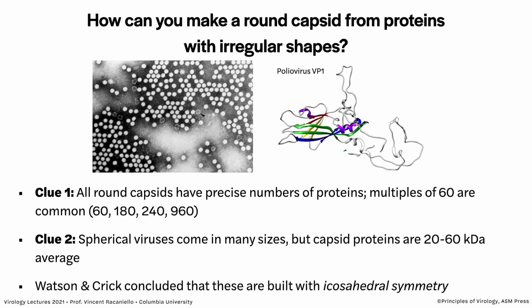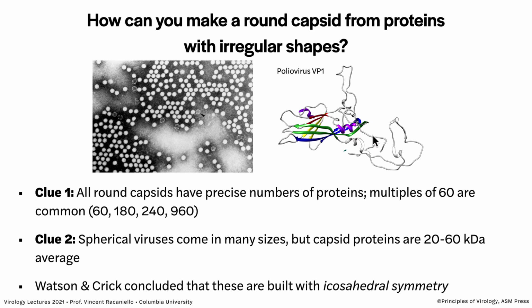Now, let's make some spherical virus particles, right? How do you make a round capsid from proteins that are not round, right? Proteins are not round. They have all kinds of irregular shapes. So here's poliovirus in the electron micrograph, and here's one of the viral proteins, VP1, that makes up the capsid. It's not spherical. So how do you do this?